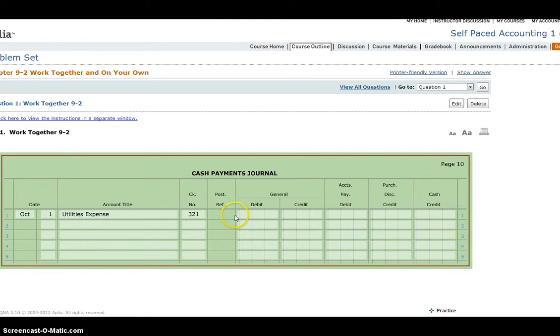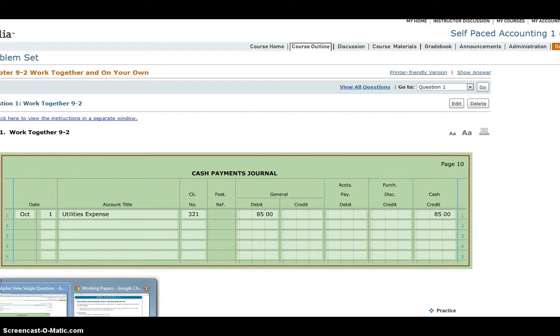Now, for a utility expense, we have a couple different options here. We know that it has a debit balance. We know that for a fact. It could either be a general debit or it could be an accounts payable debit. Because an expense is not a liability account, which accounts payable is, we have to put down the amount right here of $85 that we owe in the general debit column. Every single transaction that we do in the cash payments journal is going to have cash credited, so we put 85 bucks down. So it's a very simple way to use this particular journal. All right, let's go to the next one here.